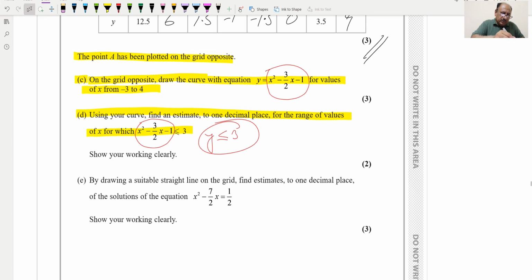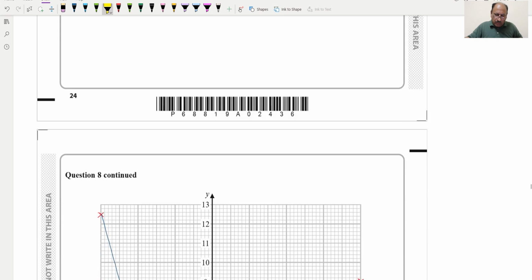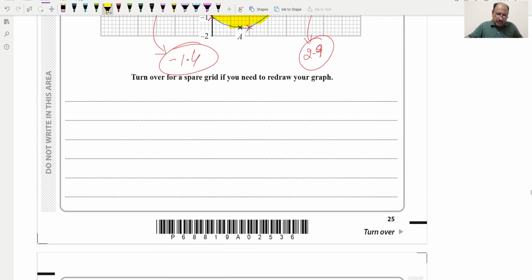Show your working clearly. This is what we have done, and this was D part answer which we are done with. If we want to write the answer, the same D part answer we can write over here. D part will be what? X is varying from minus 1.4 to 2.9. So this will be answer for D part.